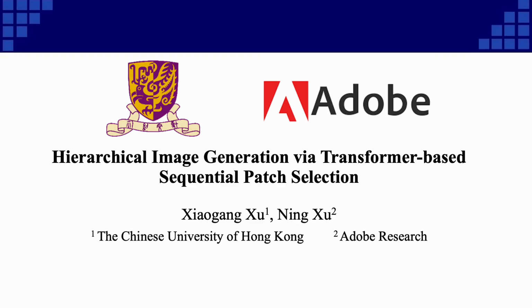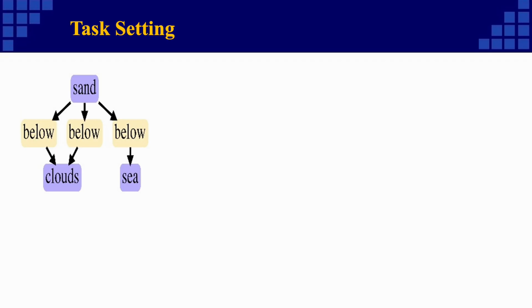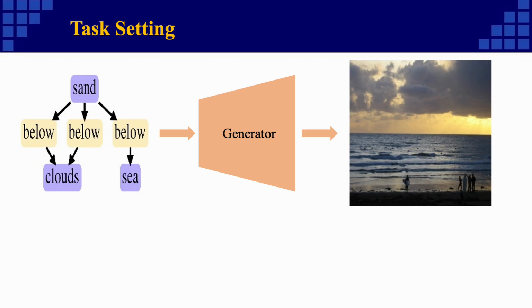Here I will present our paper, Hierarchical Image Generation via Transformer-Based Sequential Patch Selection. In this paper, we explore how to map a user-given scene graph to an image. It's challenging to generate an image from a scene graph consisting of several objects with complex interactions, since we need to ensure that the synthesized images are consistent with the scene graph and realistic enough with high resolution.